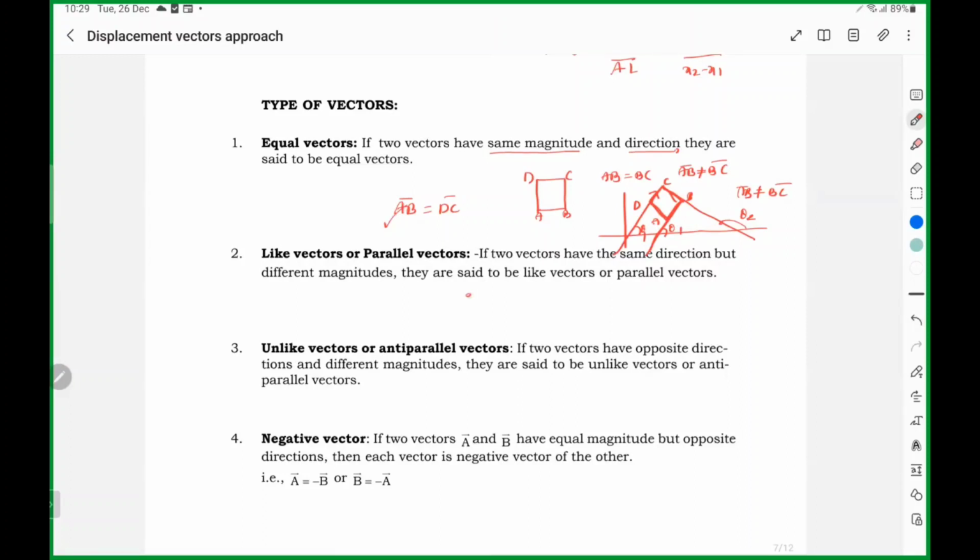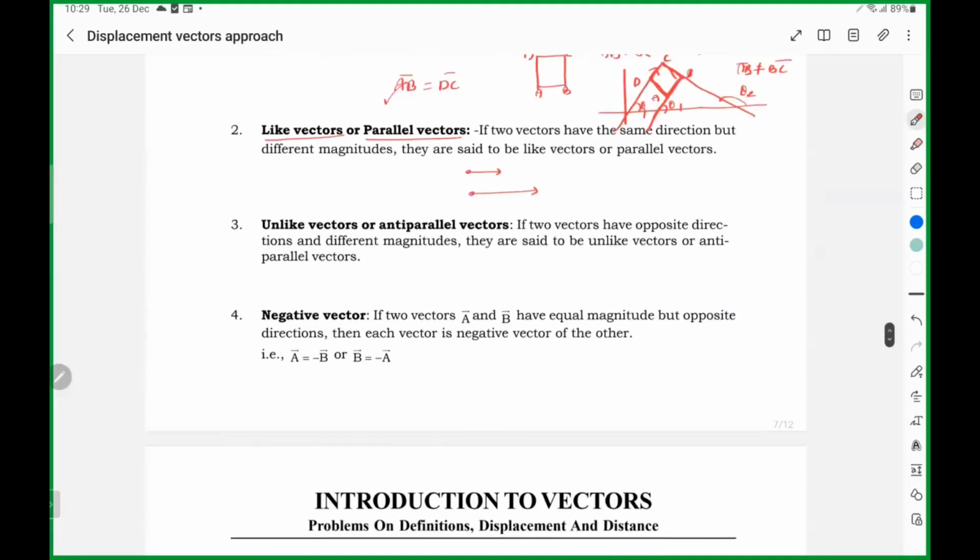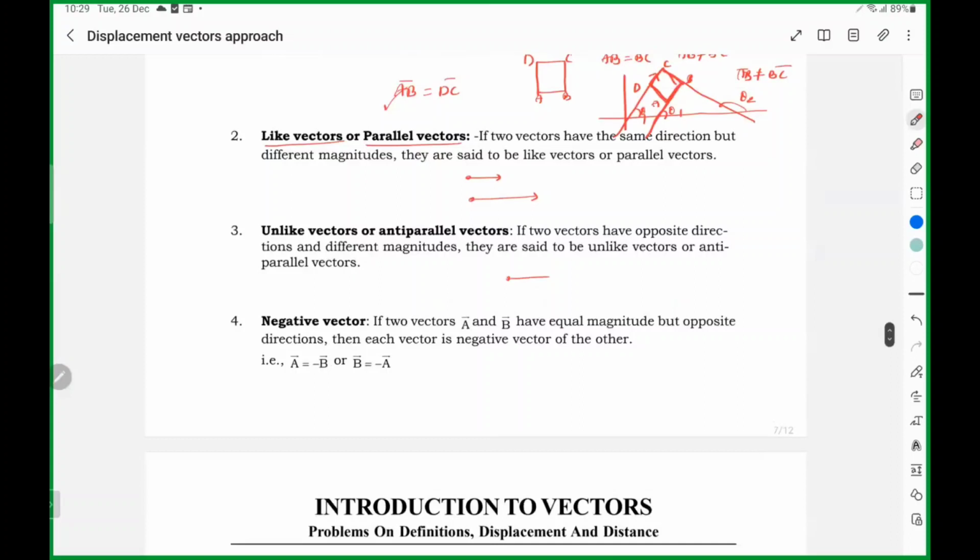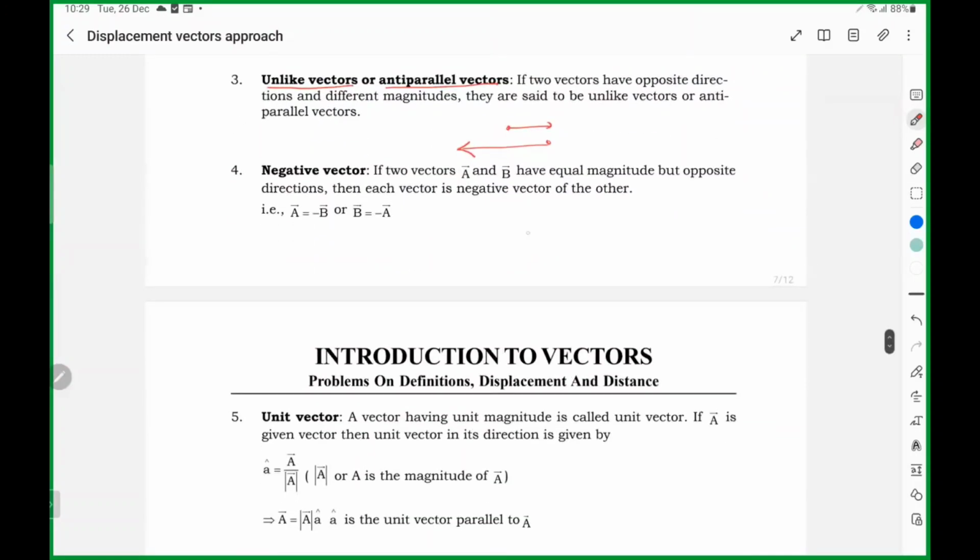Here, vectors having the same direction but differing in magnitude are called like or parallel vectors. If two vectors have opposite directions and different magnitudes, they are called unlike vectors or anti-parallel vectors.